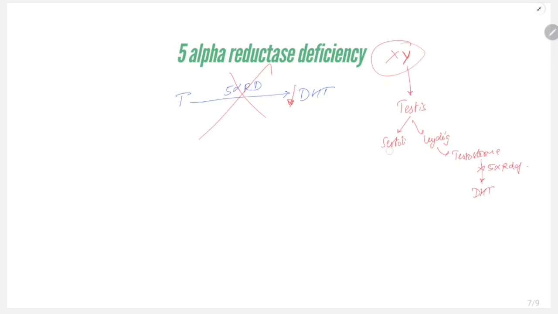Since Sertoli cells are normal, there is no uterus. Since the DHT is low, there is female external genitalia. So the patient will be a female when she comes to you, and at puberty she will present with secondary sexual characters of male. They may have clitoromegaly, they may have virilization, hirsutism, lowering of voice. With these conditions the patient will come at the time of puberty.